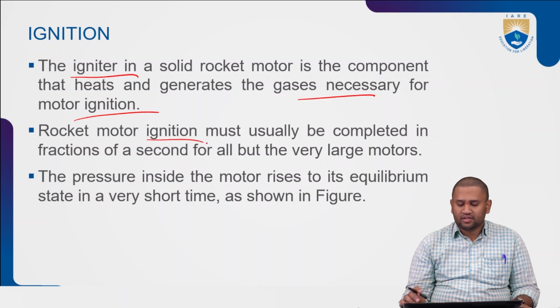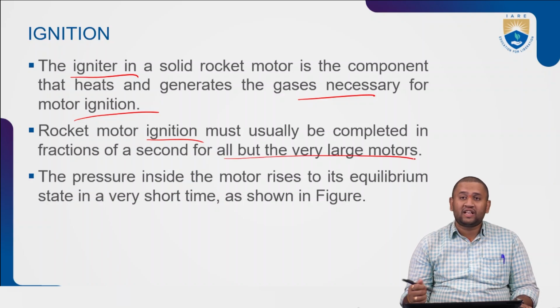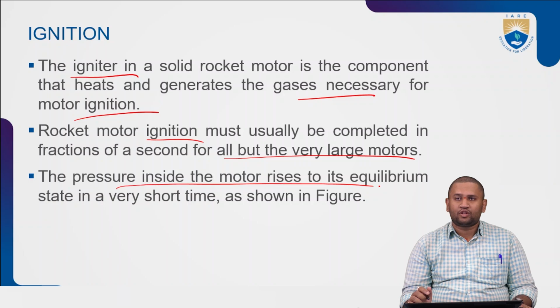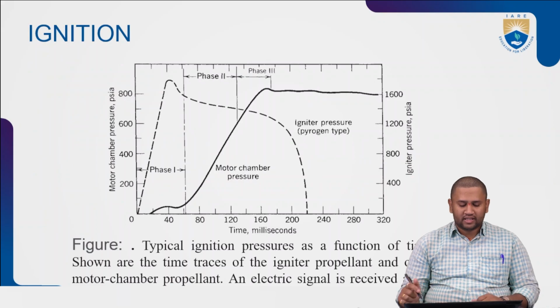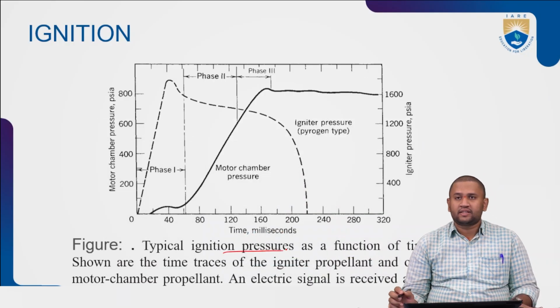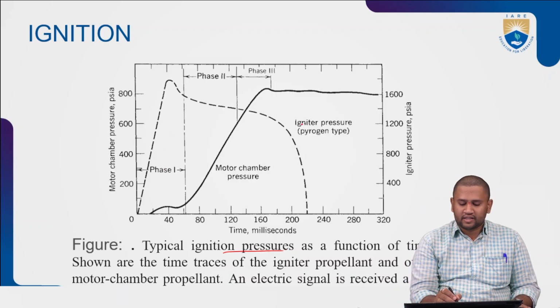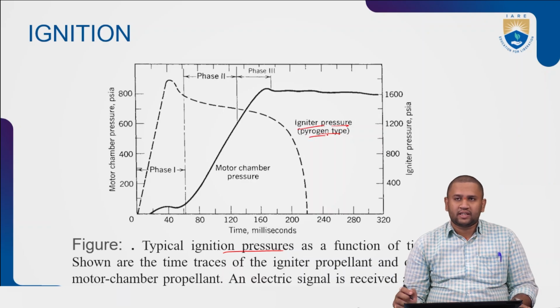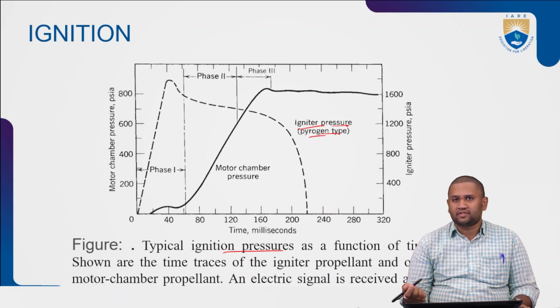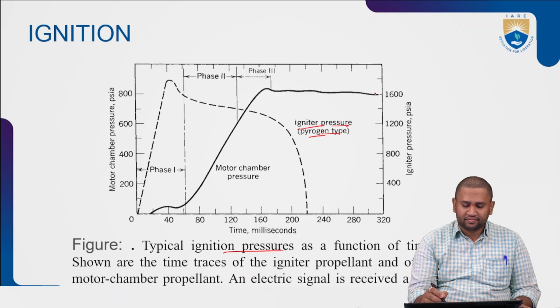The rocket motor ignition must usually be completed within a fraction of seconds, except for very large motors. The pressure inside the rocket motor rises to its equilibrium state in a very short time, as shown in the figure. Right? Let's consider this as a figure. Typical ignition pressures are plotted in this, where the dotted curve shows the igniter pressure for any pyrogen type, particularly any nitrocellulose or any explosive. Now coming to this darker line, it is for the other, right?